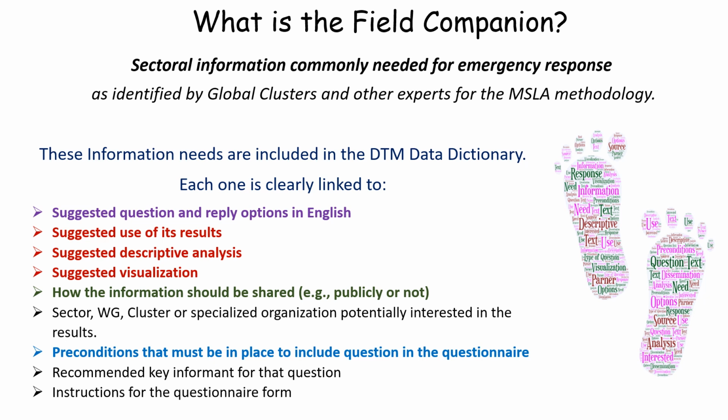As mentioned before, the Field Companion is a list of sectoral information commonly needed for emergency response that were identified by global clusters and other global experts and deemed appropriate for specific methods like the key informant interviews used in the DTM multi-sectoral location assessment and village assessment. These information needs are also included in the DTM data dictionary.